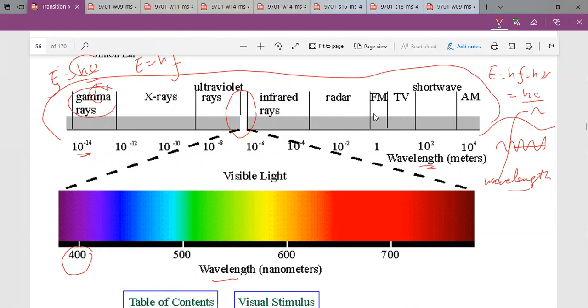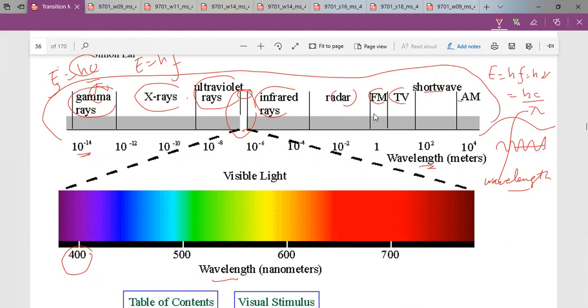You can see the range of the X-rays here, also very powerful. UV is also very powerful, it causes skin cancer. Infrared is also powerful. Radar here, FM radio here, TV here, shortwave radio, AM here. Of course, this is a very small portion of the electromagnetic spectrum, what we call visible light. It's colorless, it's white light, but it's made up of all these colors, and it is analog, not digitized.